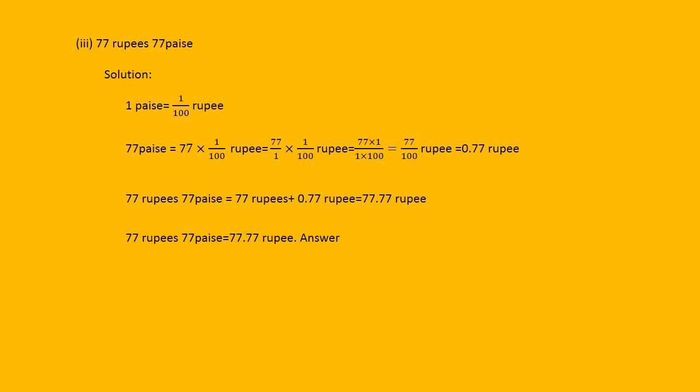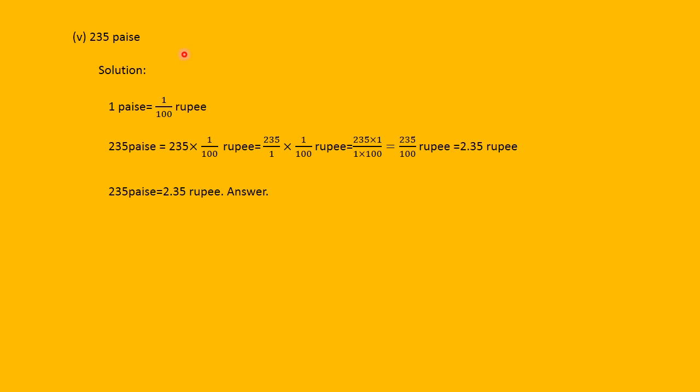Now let us see the next question. 235 paise. Now you have learnt 1 paise is equal to 1 upon 100 rupee. So what happens to 235 paise? Both sides you are multiplying it by 235. So 235 paise is equal to 235 into 1 upon 100 rupee. Now because there is nothing in the denominator, you will write it as 1. So numerator into numerator divided by denominator into denominator. 235 into 1 is 235. 1 into 100 is 100. So 235 by 100 rupee.